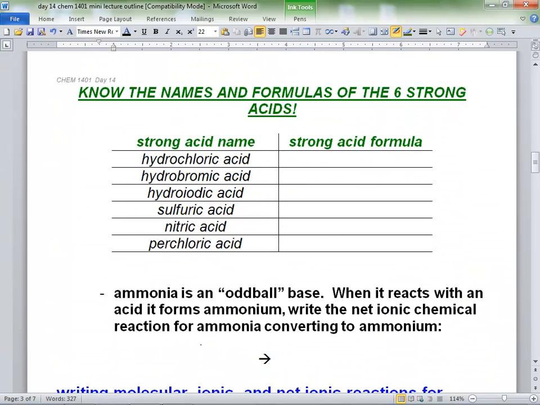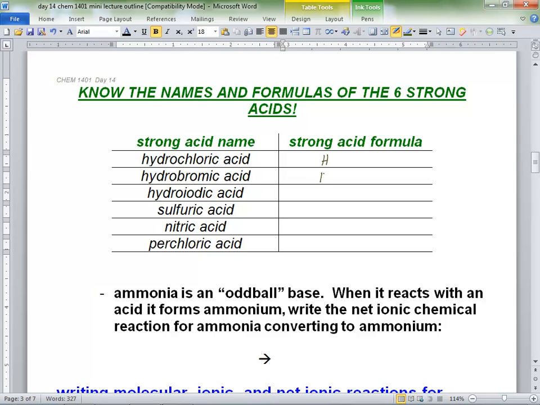We need to know the names and formulas of the 6 strong acids. Now, acids always have what out front again? H, so let's put in all the H's. Okay, hydrochloric acid. I'm sure some homework questions are going to say hydrochloric acid instead of giving you the formula. So we got to know both. Hydrochloric acid. The hint is the chlor, I guess. Cl. Hydrochloric acid is HCl. Hydrobromic, anybody? HBr. Hydroiodic. HI. Sulfuric.